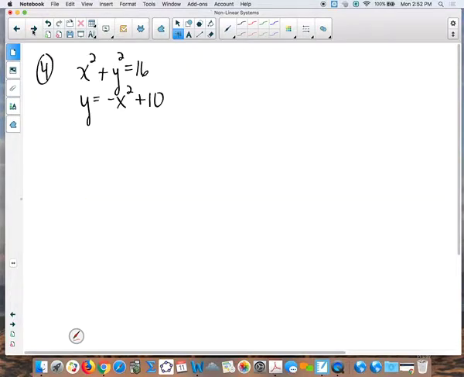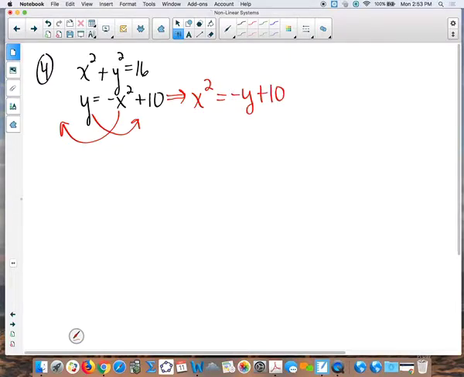Okay, number 4. Here for number 4, again, you can try elimination, you can try substitution. I think I might do substitution, and I think what I might substitute in for is not y, but actually x squared. So I'm going to solve this bottom equation to get the x squared by itself. I'm going to bring this to the left side. So x squared equals, I'm going to bring the y over here, negative y plus 10.